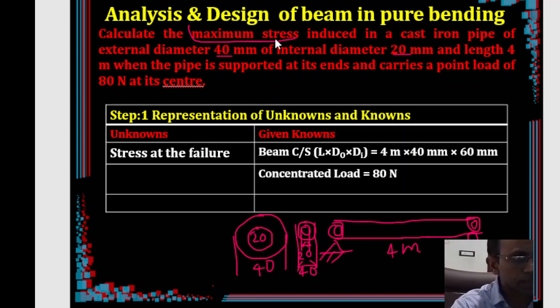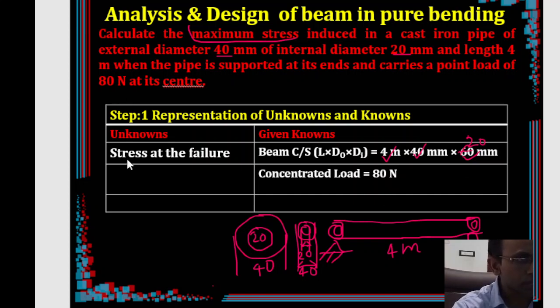Now you are expected to calculate the maximum stress. In essence, what you have been provided is the length and the cross sectional details, the outer diameter and inner diameter. Actually it was written in reverse: external is 40 and internal is 20 only. It is not 16, so that is a typographical error. So 20 mm, and there is a load of 80 newtons that was also given here.